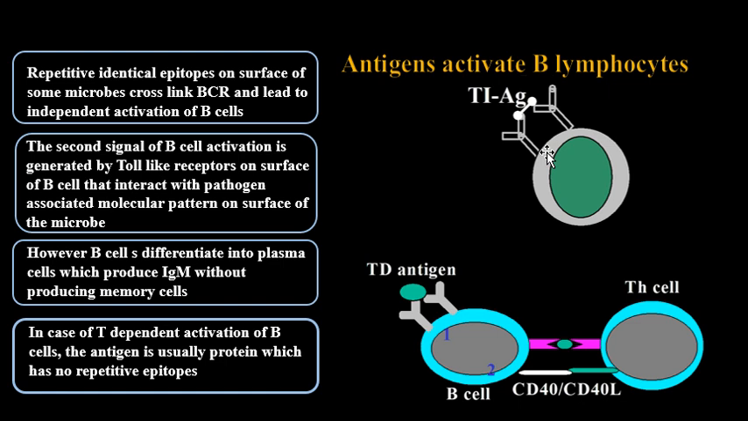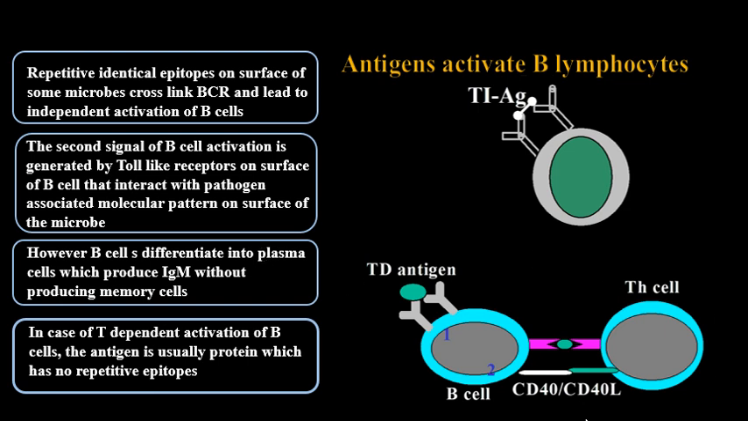However, activation of B cell requires a second signal, which is provided by Toll-like receptors on the surface of B cell. So they express Toll-like receptors, which are known as pattern recognition receptors, and interact with pathogen associated molecular patterns on the surface of the pathogen. Then B cells differentiate into plasma cells, which produce IgM without producing memory cell. So thymus independent antigens stimulate production of IgM, no class switch, no memory cell. That is to say, this results in production of plasma cells only.